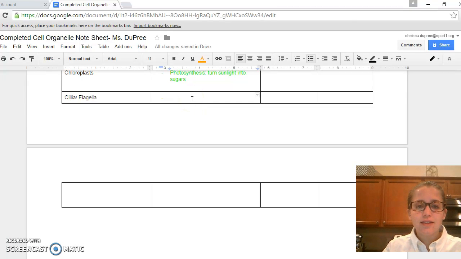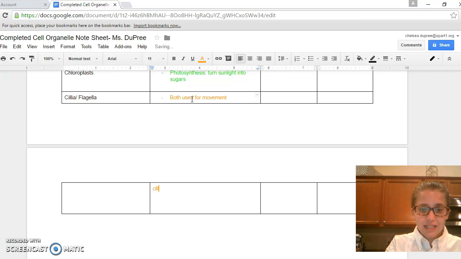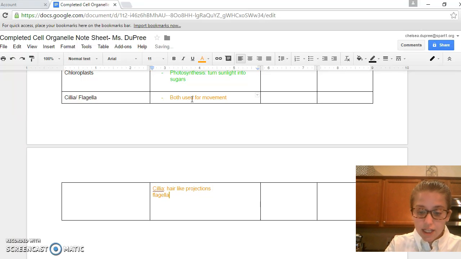Okay, lastly is cilia and flagella, and we lump them together because they have the same basic job. They are both used for movement. They help the cells move around. Now, cilia are hair-like projections. So basically, your cells that have cilia look kind of fuzzy on the outside. A flagella is a tail, okay? Literally, it means the cell is going to have a tail on it. These are only found in animal cells.